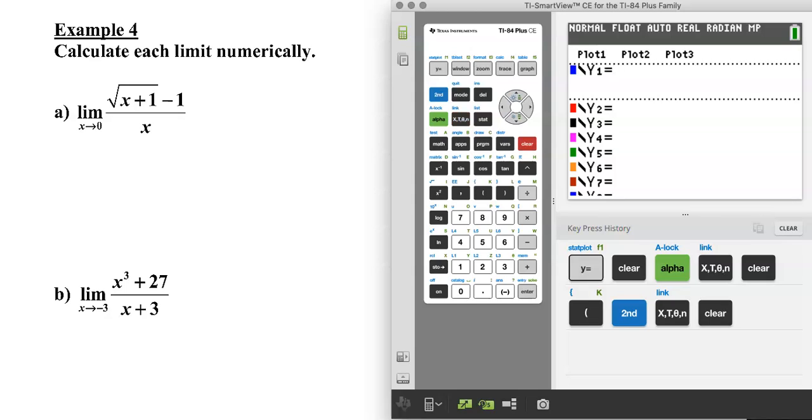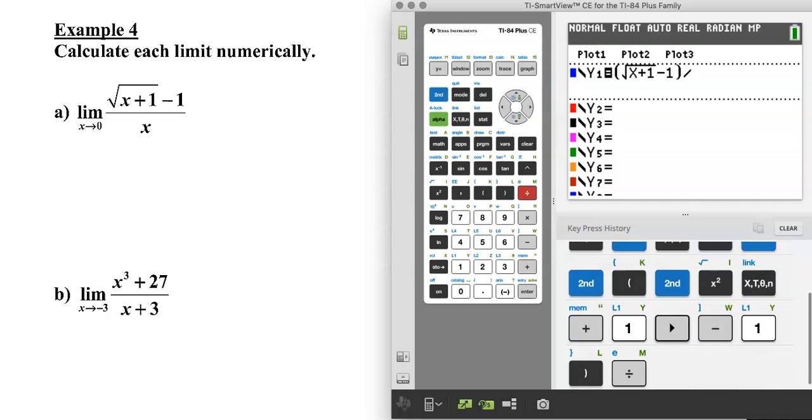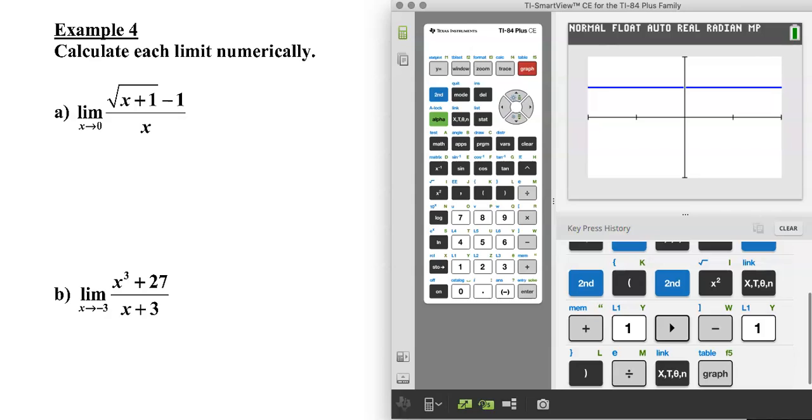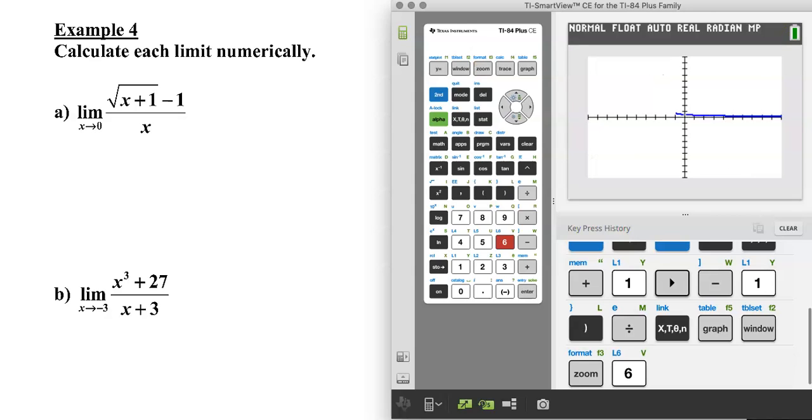It's not catching. All right, square root of x plus 1, get out of the square root, minus 1, divided by x. All right, and I'm not going to actually look at my graph. I'm trying to approach 0, and I'm curious. Yeah, I can't really tell much, but that's a bad window. So maybe it's 1/2. It's kind of hard to tell.